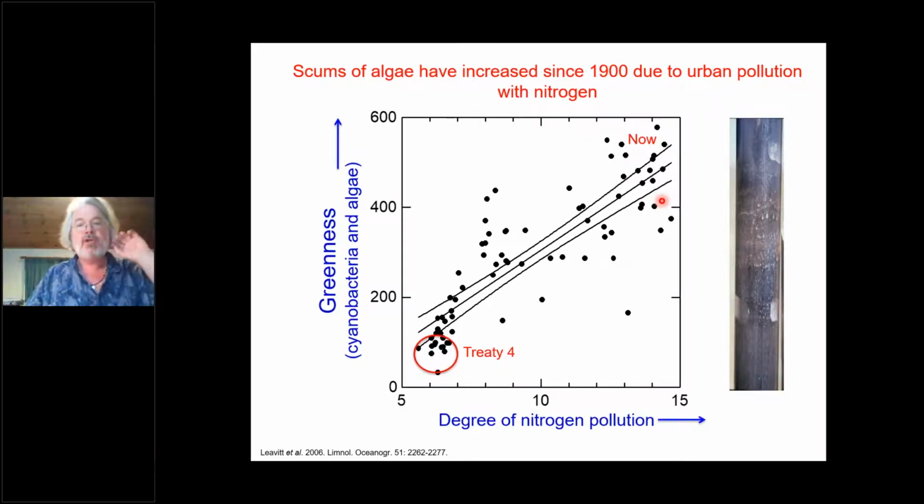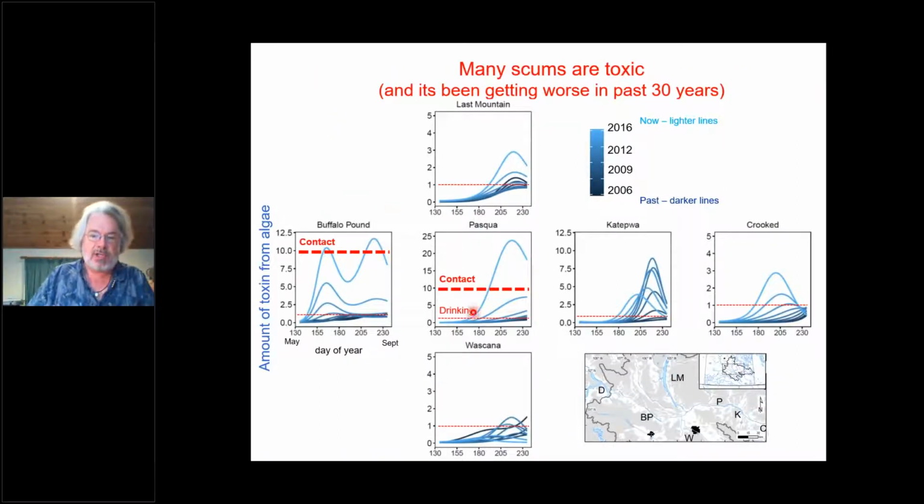And so when you measure the amount of these toxins that are produced by the scum, now this is a kind of complicated figure, but this is basically the drainage area for the Qu'Appelle. I've left off Diefenbaker, but you've got Buffalo Pound leading into Pasqua, Katepwa, and Crooked. And then at the sides, at the top and bottom, you have Last Mountain Lake and Wascana. And then in each of these little panels, you've got some pattern of concentration of toxins, this microcystin, which is a toxin found in some cyanobacteria.